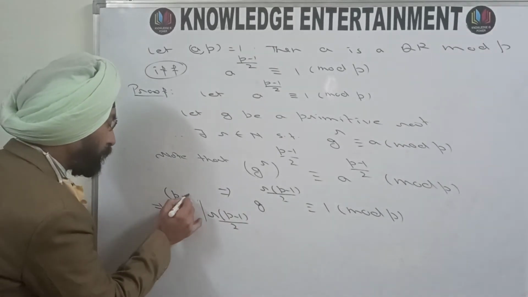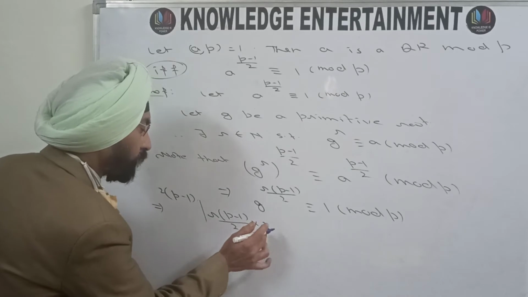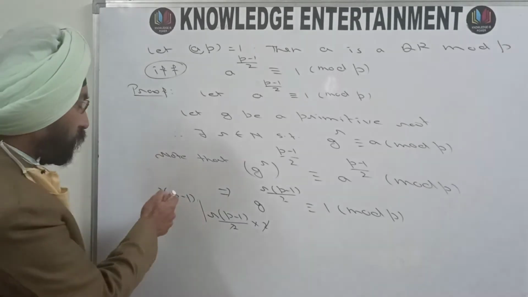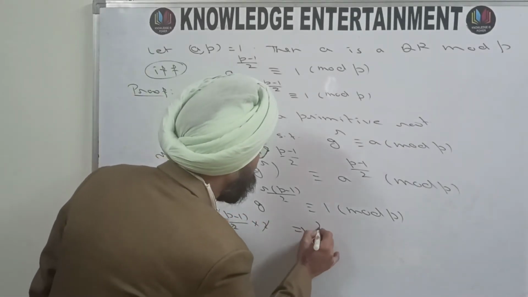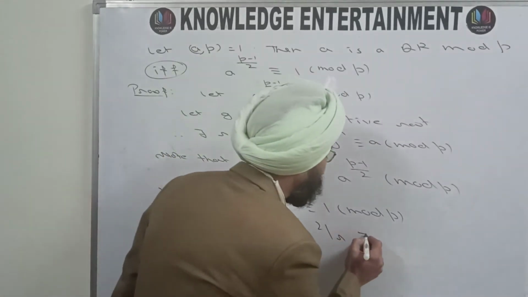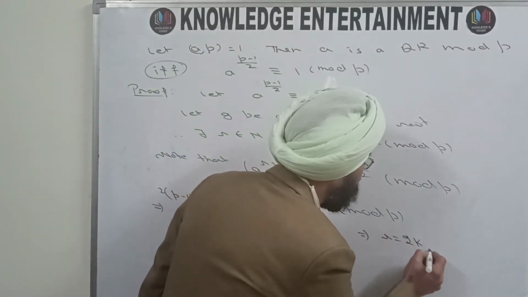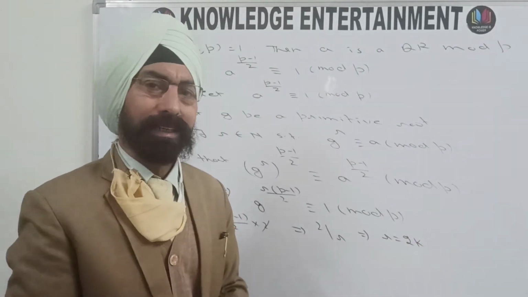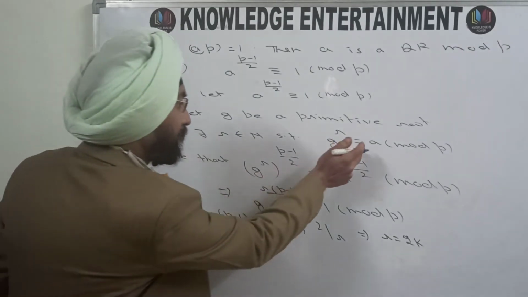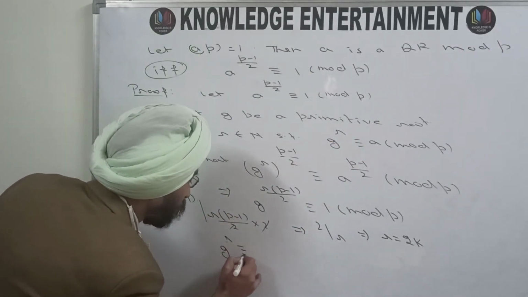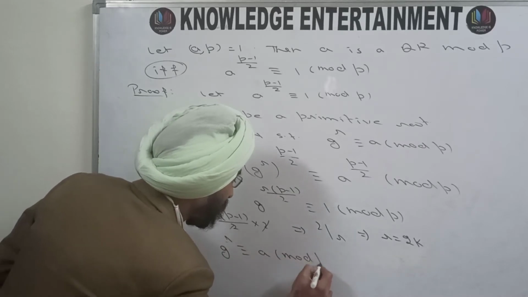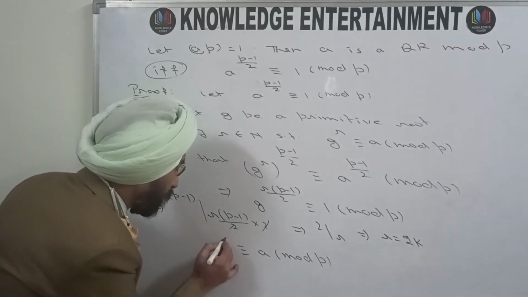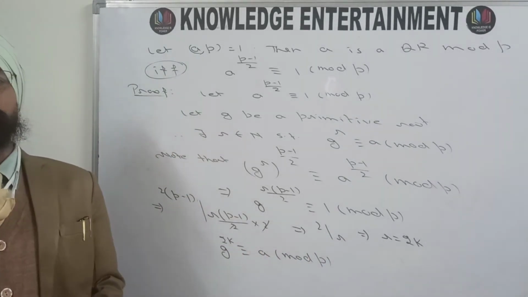So 2 times (p minus 1) divides 2 times this number. So 2 will be cancelled here, p minus 1 is common, so we can remove p minus 1 from here as well. What you will get? 2 divides r. And 2 divides r means r can be written as 2 times some natural number k. Now consider g^r is congruent to a modulo p, and substitute the value r equal to 2k here. So you will get g raised to the power 2k is congruent to a modulo p.